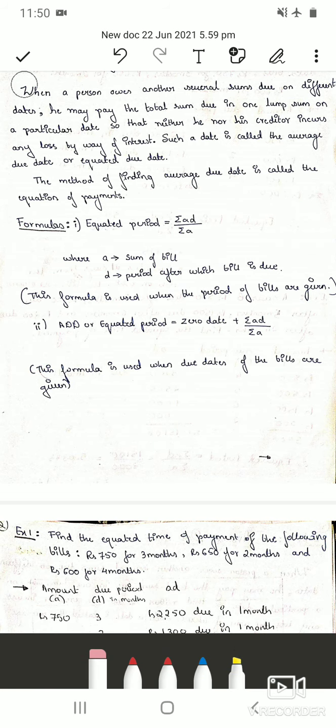We will solve problems in the next class, and you refer to some of the videos, or you can Google, or you can refer to textbooks and understand the concept of average due date. It is very simple and it is very interesting also.